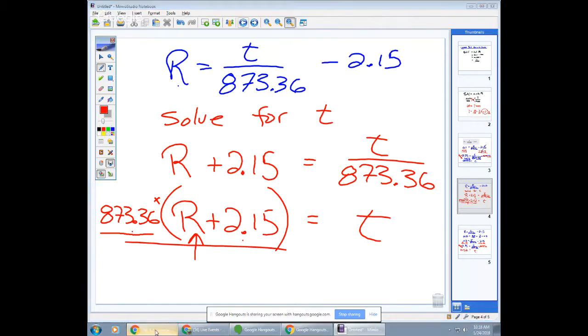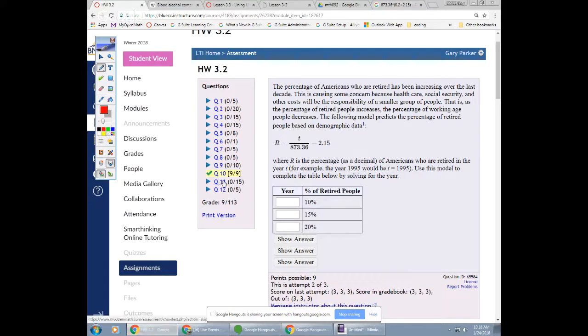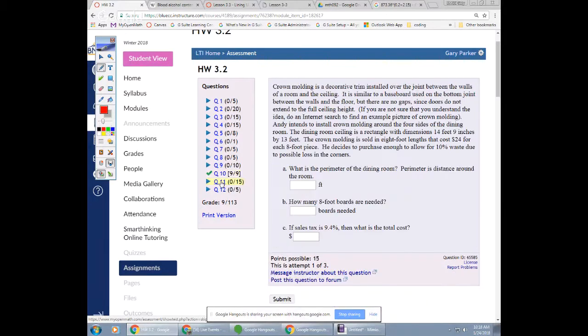All right, what do we got next? 11, is that right, Jenna? Yes, sir. Okay. All right, so we got crown molding being installed over the joint between the walls and the ceiling, similar to baseboard, but it's at the top, no gaps. All right. The dining room ceiling is a rectangle with 14 feet 9 inches by 13 feet. Crown molding costs $24 for 8-foot pieces, and we want to purchase 10% over due to waste on the corners.